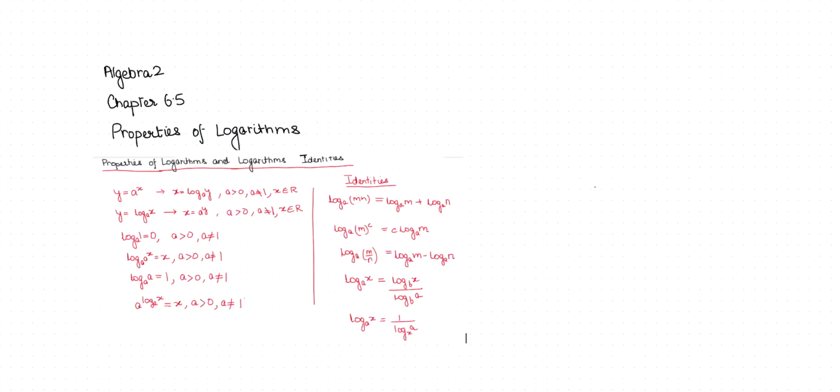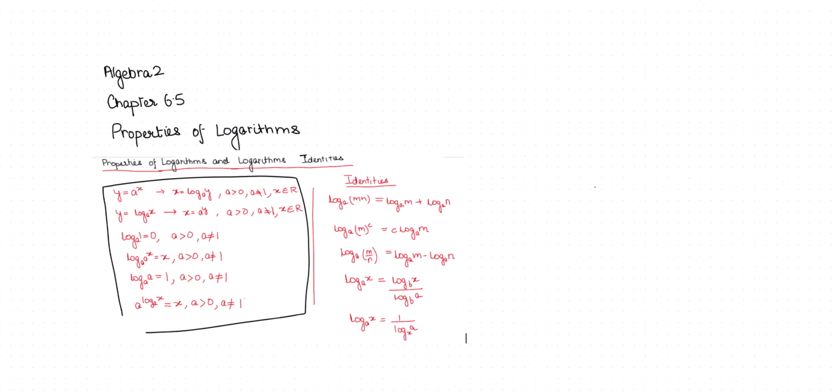Hello, so we are doing Algebra 2, Chapter 6.5, Properties of Logarithms. In the last class, we did some properties. Here we'll do properties of logarithms and logarithmic identities. So these are the properties of logarithms we used in the last class, and these are identities.